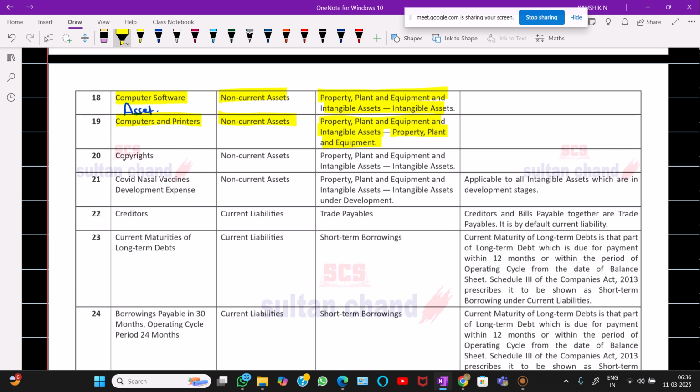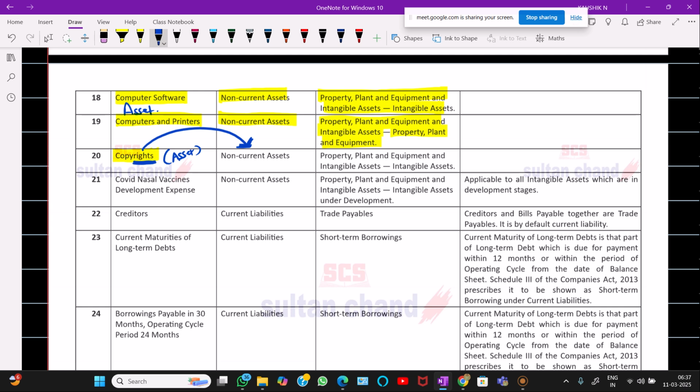Okay. The next one is copyrights. What is it? Remember, any rights, it's not only copyrights, patent rights or intellectual property rights. When you find any item with the word rights, it is basically an asset. They come under the category of asset, and all rights are for a long period.